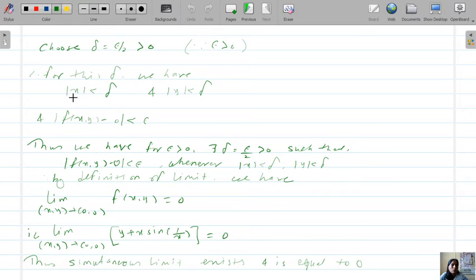And for this delta, you must have mod x is less than delta, mod y is less than delta, and you will get mod of f of xy minus 0 is strictly less than epsilon. Means what? For given epsilon greater than 0, we have a delta. What is the value of delta? Delta is epsilon by 2, and that is greater than 0, such that mod of f of xy minus 0 is strictly less than epsilon whenever mod of x is less than delta and mod y is less than delta.